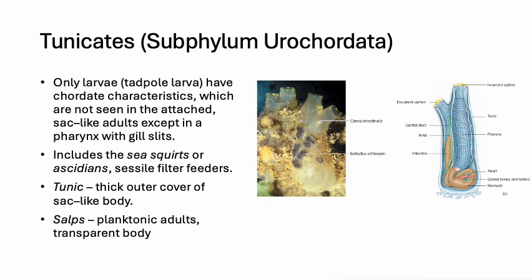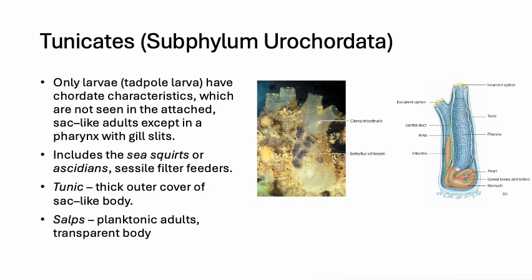Tunicates, also known as sea squirts, are strange but important chordates. Their larvae look like little tadpoles and have the chordate features, but once they settle down, they lose most of those traits and become sessile filter feeders encased in a protective outer layer called a tunic. They pump water through their body to extract food. They remind us that evolution is not holding on to traits you don't need. Tunicates are simple as adults, but their larval stage tells the story of their chordate heritage.